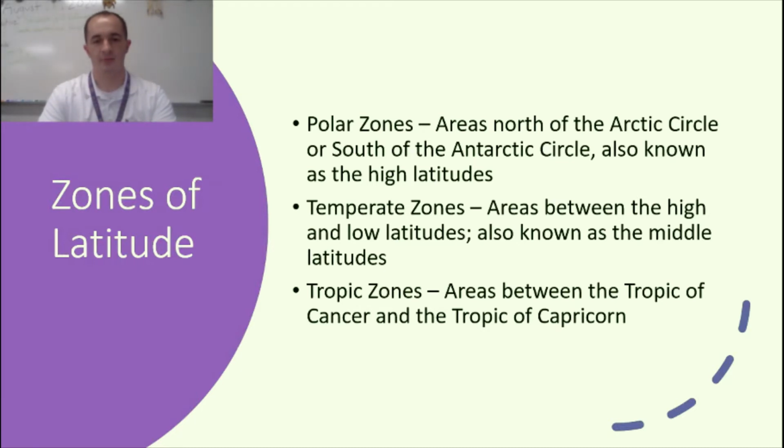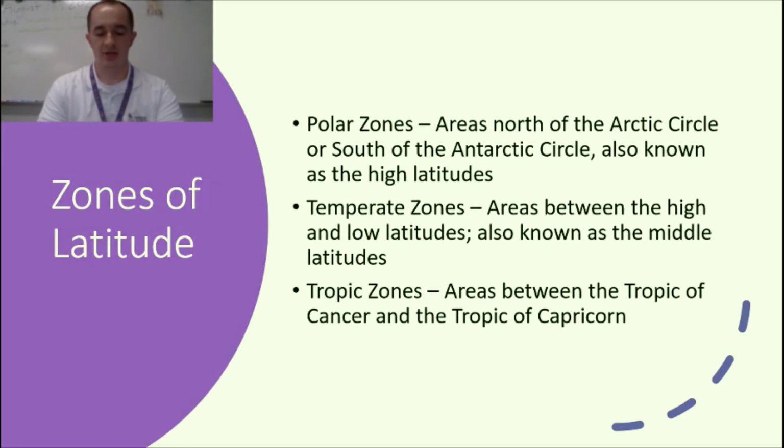If we look at a map or a globe, the North and South Pole are on the ends where the latitudes is the highest. The temperate zones are the areas between the high and low latitudes, also known as the middle latitudes. This is what we are in. We are in a temperate area, so we are in the temperate zones. The tropic zones are the areas between the Tropic of Cancer and the Tropic of Capricorn. So those are in the middle of our map.